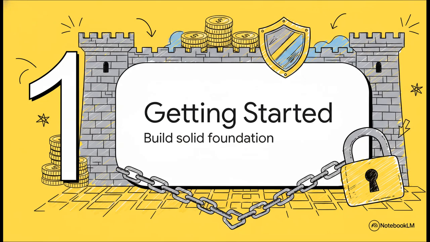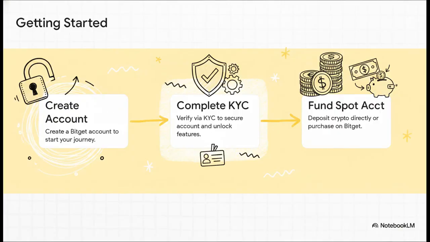All right, part 1, getting started with Bitget. It's all about building that solid foundation. To kick things off, you'll obviously need a Bitget account. But here's the crucial part. Securing it with KYC verification is what actually unlocks the platform's full functionalities and compliance layers. It's a must-do. Once you're verified, you simply fund your spot account. You can do this via a direct deposit or just buy directly on the platform. And boom, your foundation is set. It's a totally standardized onboarding flow designed to get your capital ready for deployment securely and efficiently.